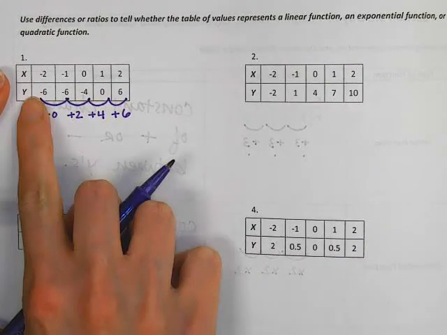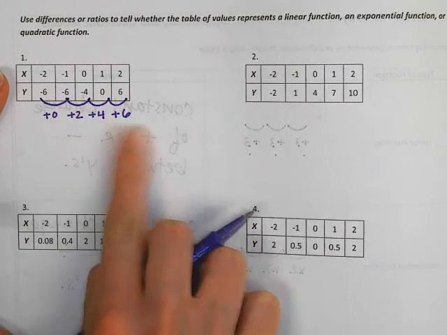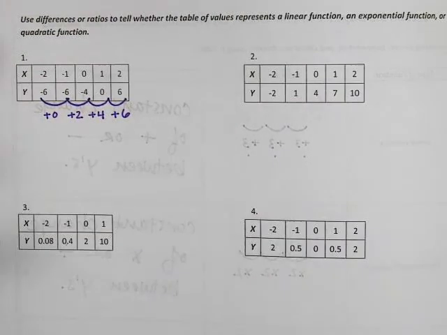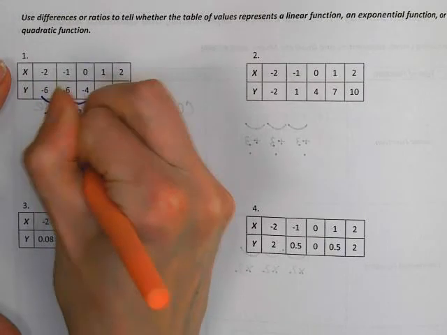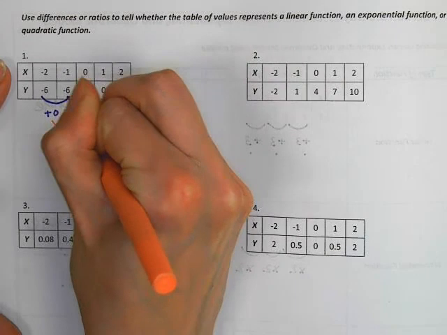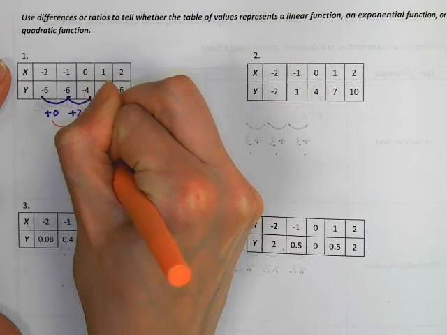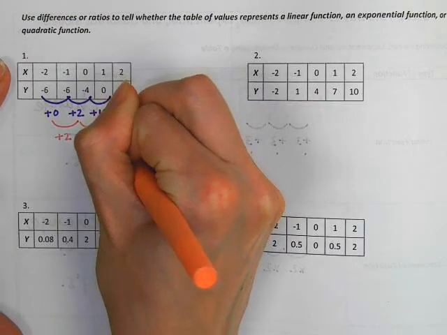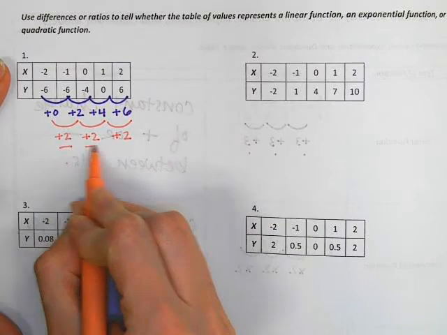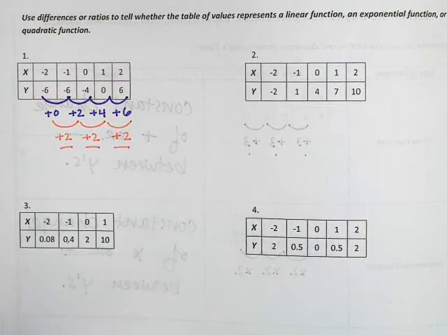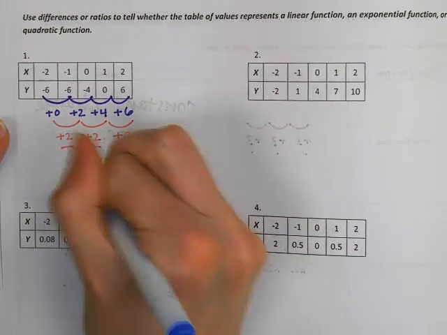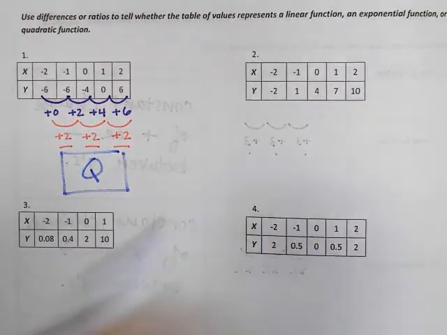We're also not multiplying or dividing, so it's not exponential. So let's do that thing where we check the second difference. From 0 to 2, we're adding 2. From 2 to 4, we're adding 2. From 4 to 6, we're adding 2. Okay, when there's a constant change in the second difference, that's quadratic. So this one is quadratic.